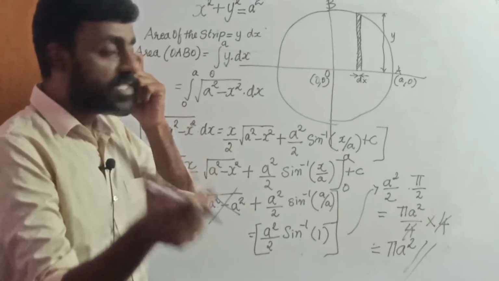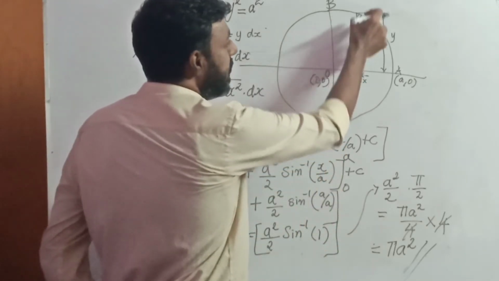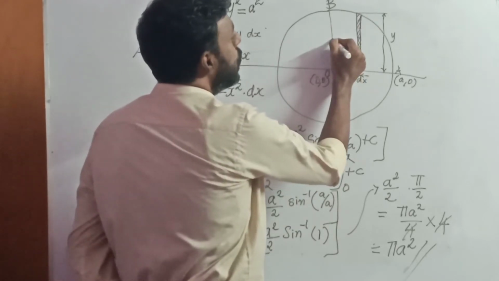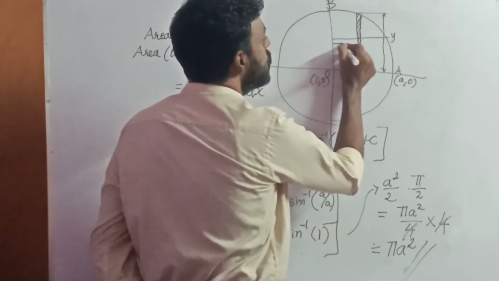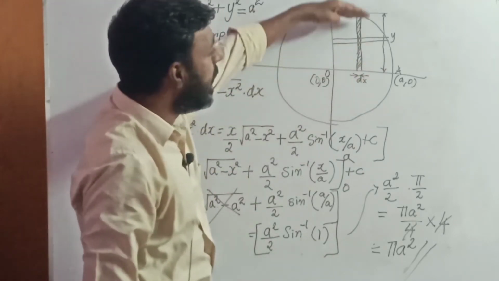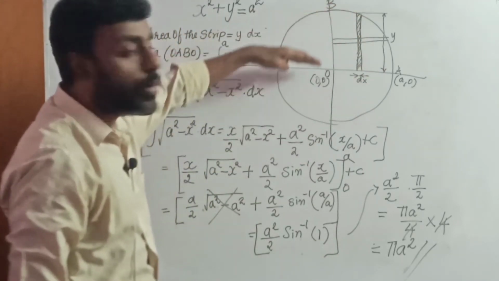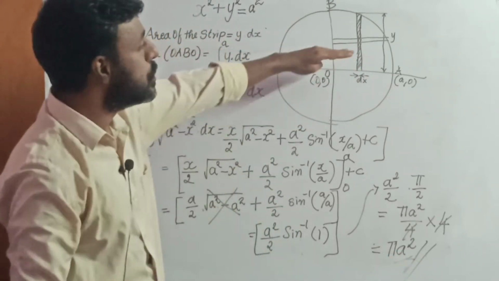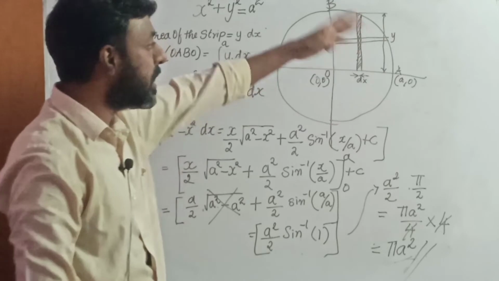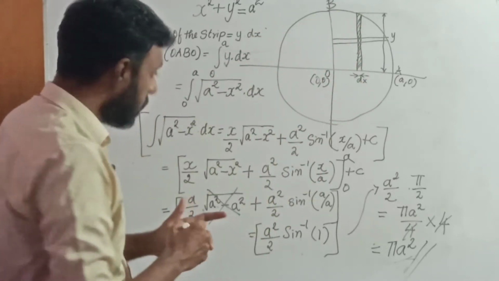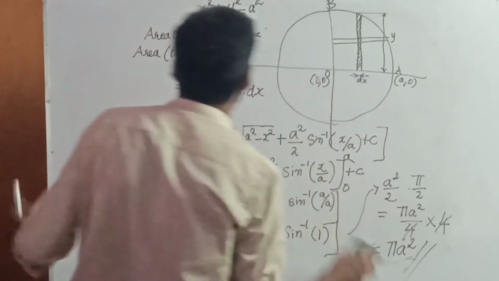The second case will be where I have a horizontal strip instead of a vertical strip. I am using a horizontal strip and measuring the area of the region bounded by the circle. I'll be getting the same value, but this looks somewhat different. Some amendments will be there. That also we'll see in case number 2, right? So let's get into case number 2.